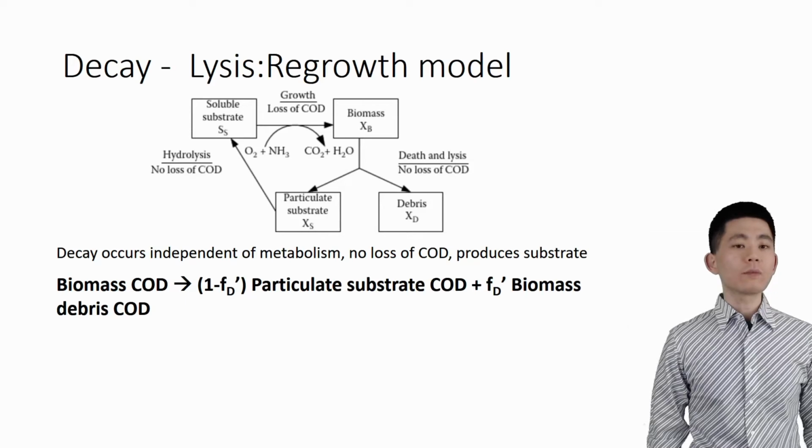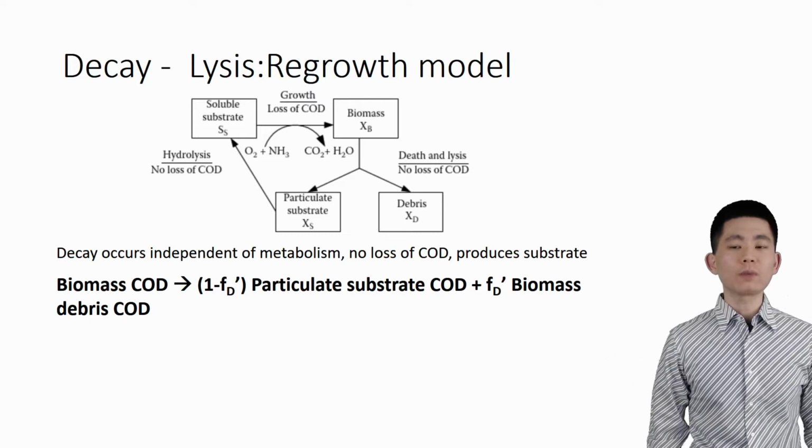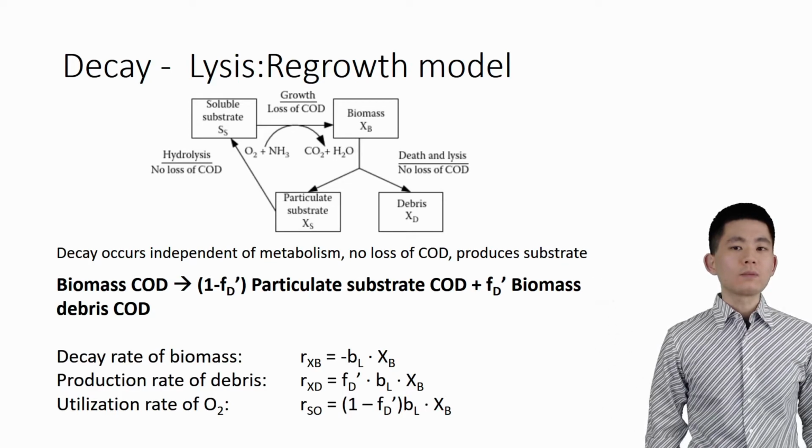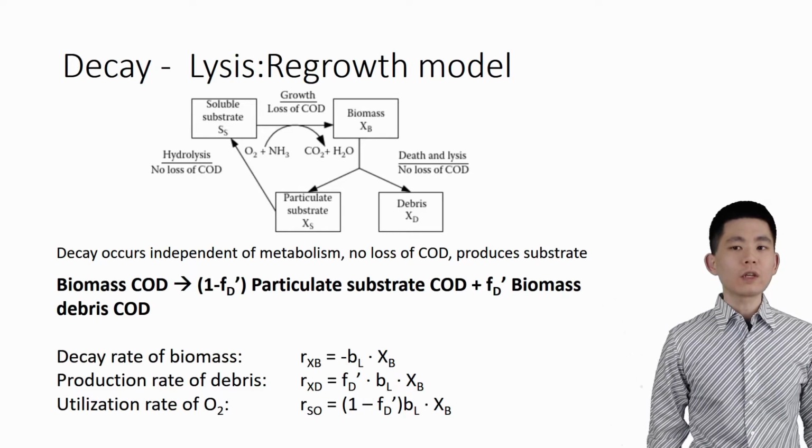In the lysis regrowth model, because there's no loss of COD during lysis, the lysis reaction can be written as this. 1 unit of biomass COD is broken down to form 1 minus FD prime unit of particulate substrate COD and FD prime unit of biomass debris COD. FD prime is the fraction of active biomass that becomes debris. Again, we know the decay rate is first order in biomass concentration. bL is a specific lysis rate with a unit of per time. Then we can write the debris production rate and oxygen utilization rate according to stoichiometry.